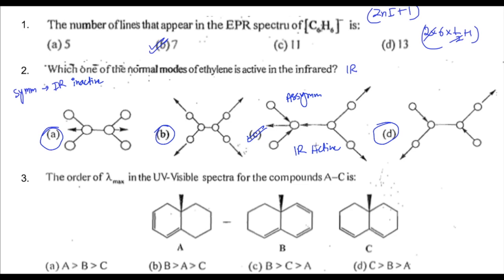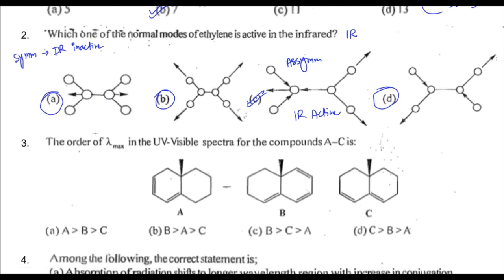Those which are IR inactive will be Raman active, if there is an inversion center present in the molecule. That is very important. So if the center of inversion is there, then IR inactive modes are going to become Raman active. So that you need to understand. Okay, let's go to the next question.